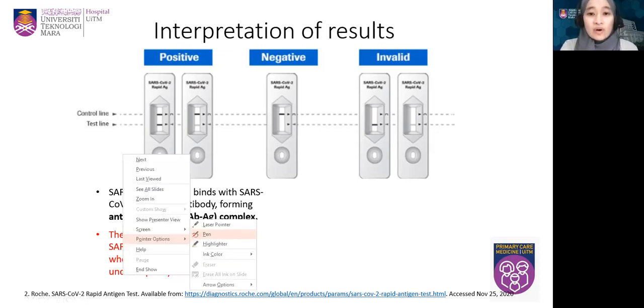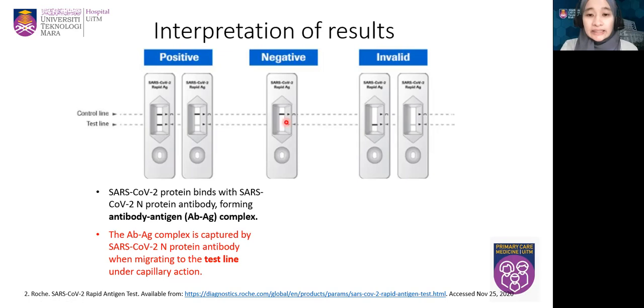Okay, if you only see a control line without any faint positive test line, that is a negative test. An invalid test is basically when you can't see the control line. Regardless of whether you see the test line or not, it is invalid. Yep, so the test will need to be repeated.